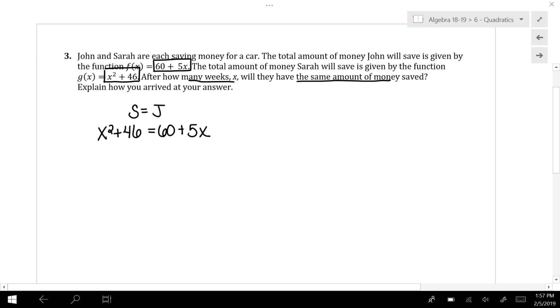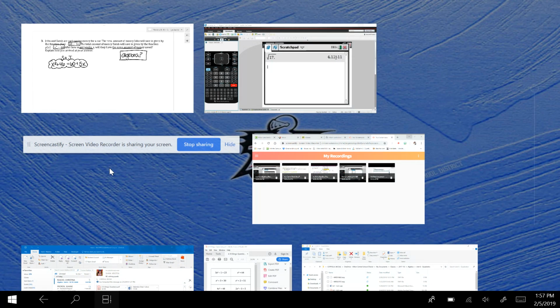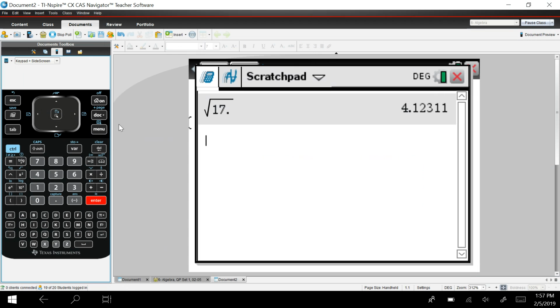Now, what's interesting is, did they demand that we use algebra? Did they say to solve this algebraically? No, they didn't. So how can I solve this guy? Oh, if you said graphically, you know what's up. Let's go in and see what we can do. All right. So we have to graph the two functions here.